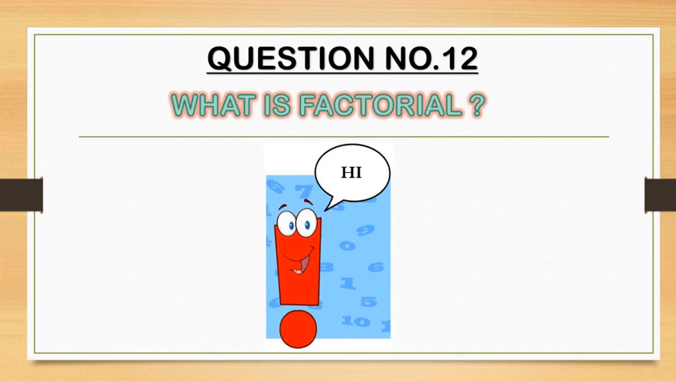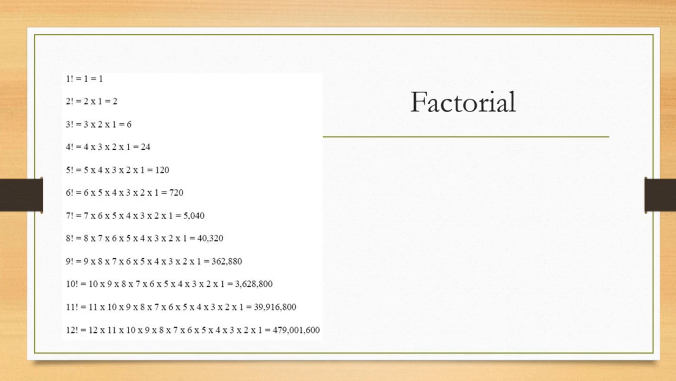Next question, what is factorial? Factorial: for 1 it is 1, for 2 it is 2, for 3 it is 3 into 2 into 1, and it goes on. There is an exception that 0 has a factorial of 1.